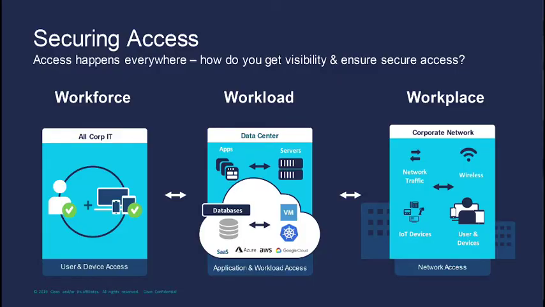What this means is that there's an excessive level of trust out there, and this needs to be addressed within the enterprise. So we need the ability to secure access everywhere, across your workforce, their users and their devices, the workloads, the applications, whether they're on-premise or in the cloud, in the workplace, your network, where there are user devices, users, applications, and IoT devices. And so how do we make sure that we get the right visibility and secure access across these?